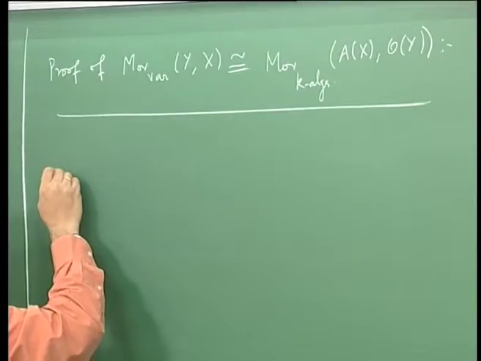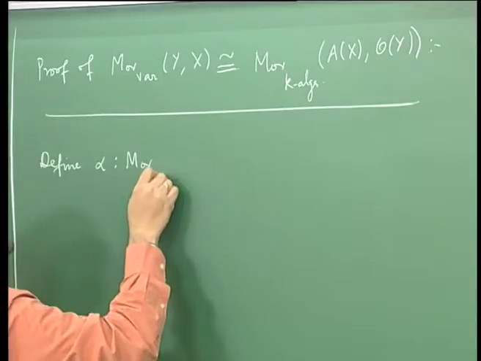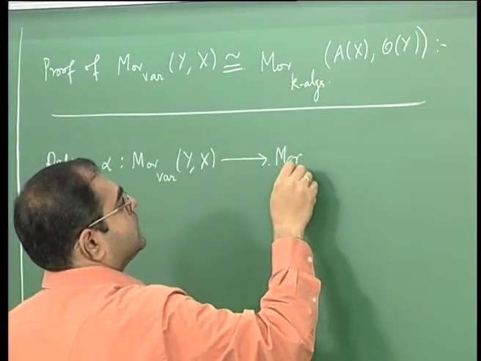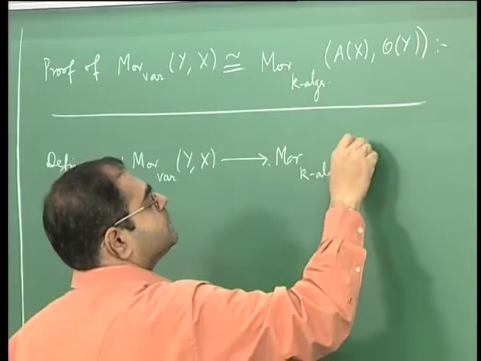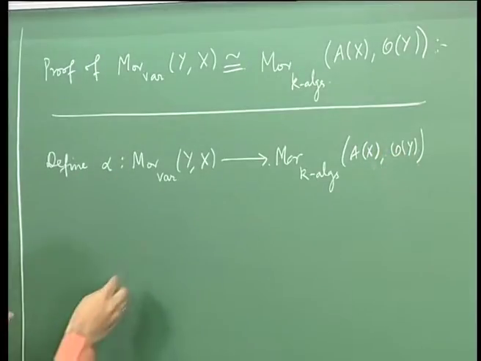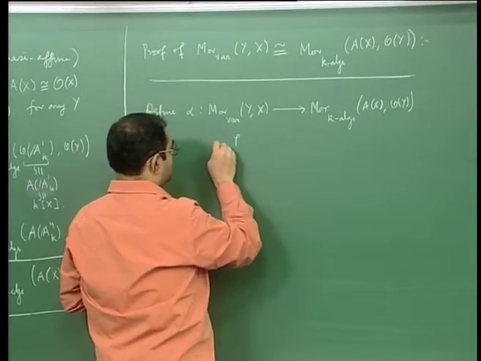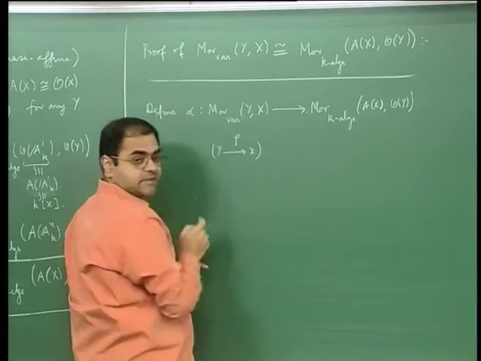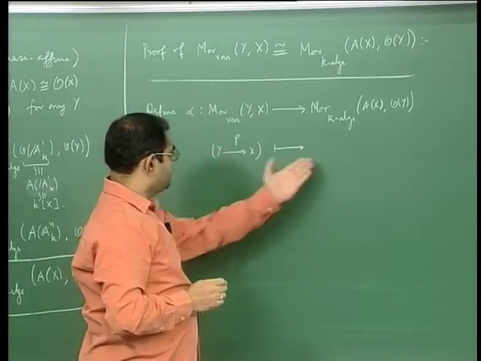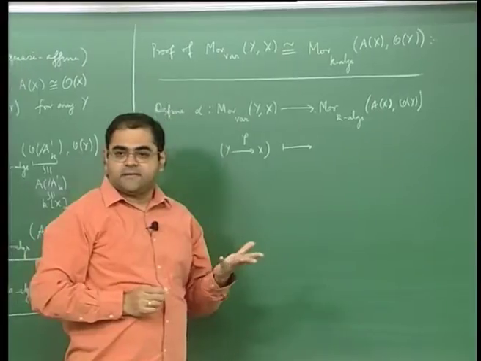Now how do I do that? So define alpha from morphisms. Let me write this down. I define a map like this first: if you give me a morphism phi of varieties from Y to X, this is an element on this side, I have to send it to something here. What I am going to send it to is a very natural thing. It's the thing that characterizes what a morphism is.